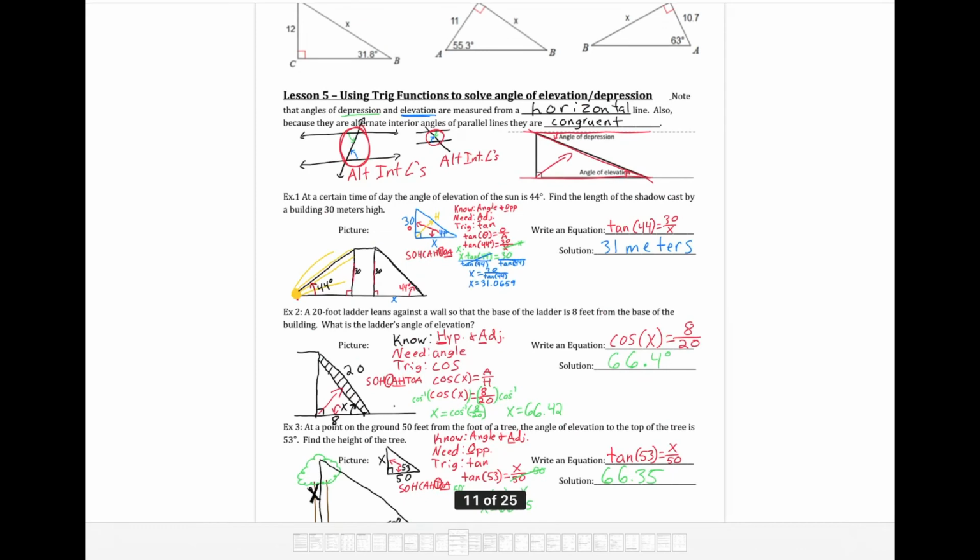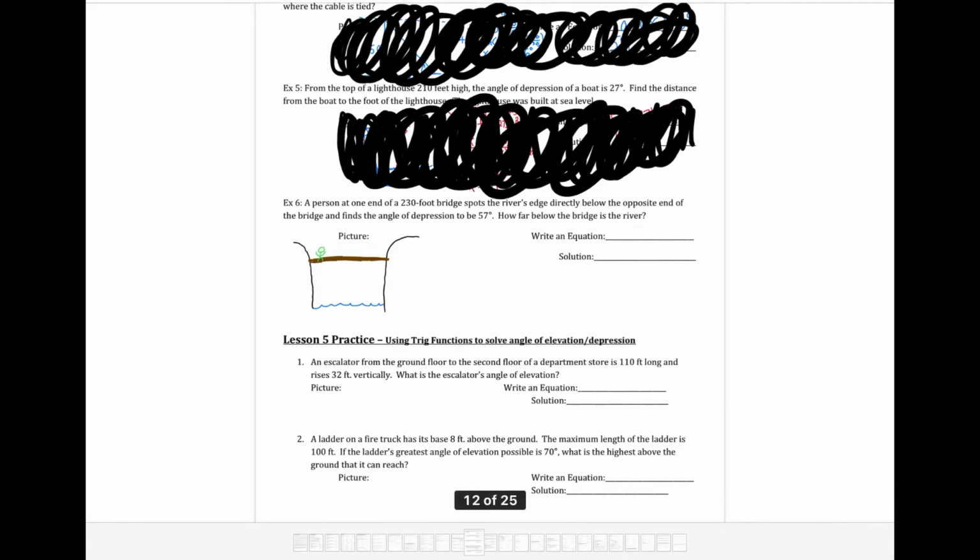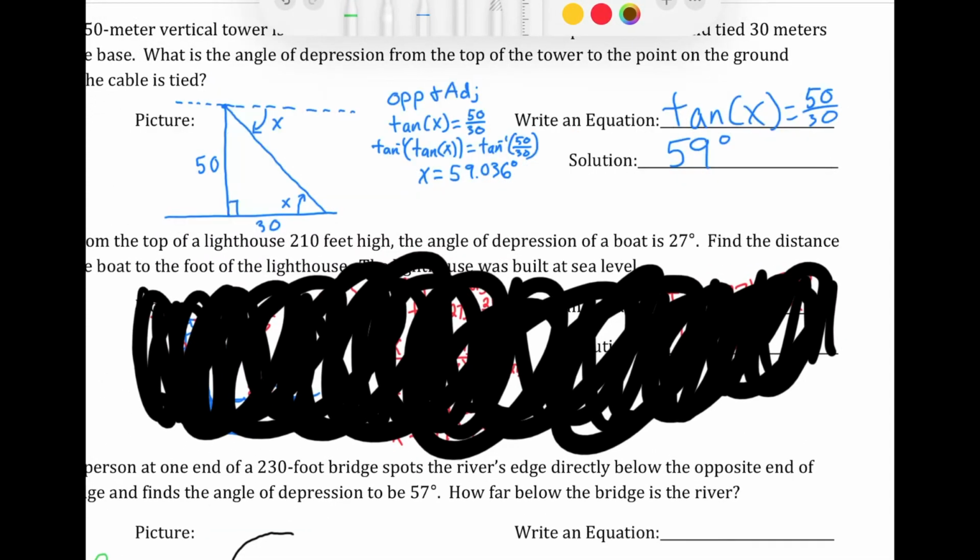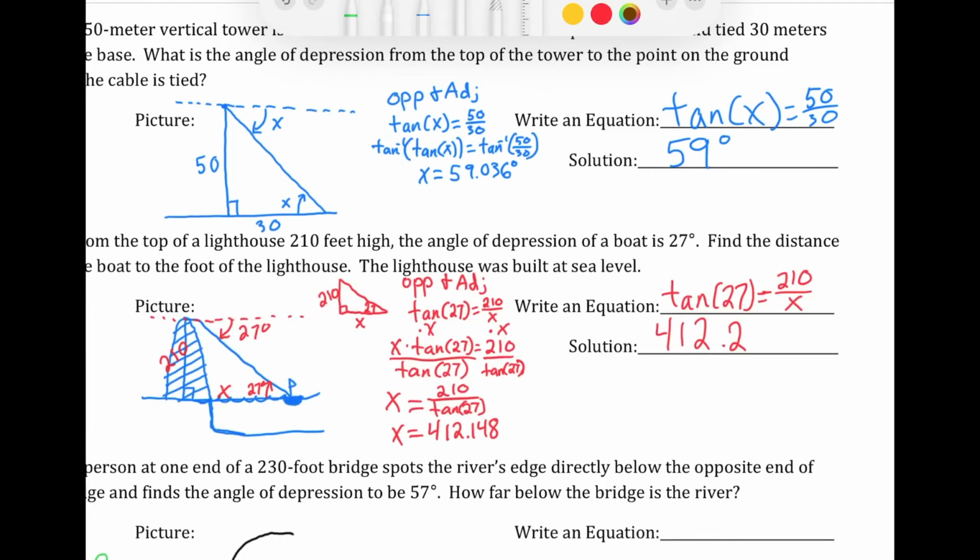Okay. Going on to the next page, if you're following along, I want you to pause the video and attempt example 4 and example 5. So for example 4, you should have gotten approximately 59 degrees. For example 5, you should have gotten approximately 412.2, and I believe that is in feet.